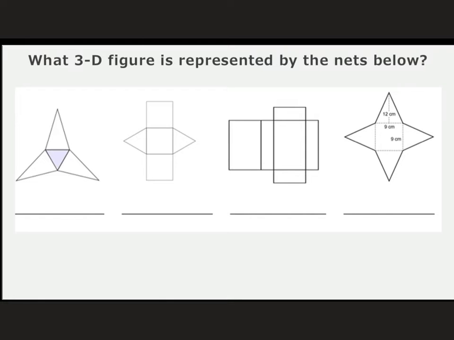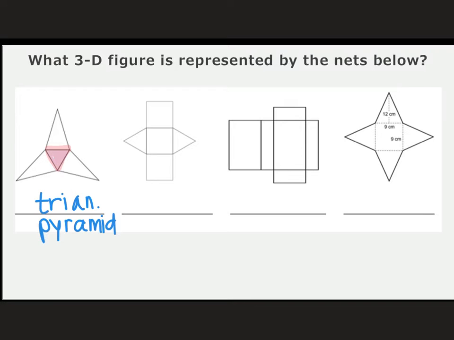So looking at our first one, remember we want to look at our base to tell us the first word. So here we have a base of a triangle. And I only have one base, so I know it needs to be a pyramid. Another way I know it's a pyramid is all of my sides are triangles as well. So this right here, I would label this a triangular pyramid.